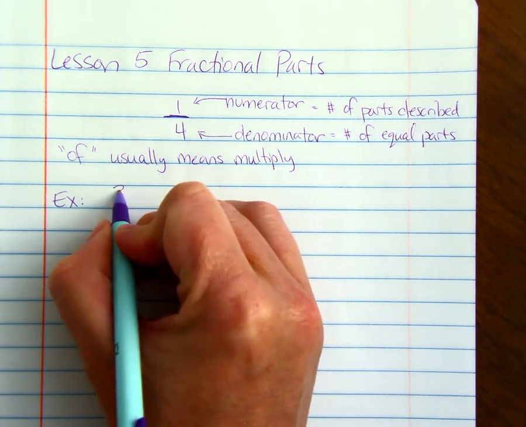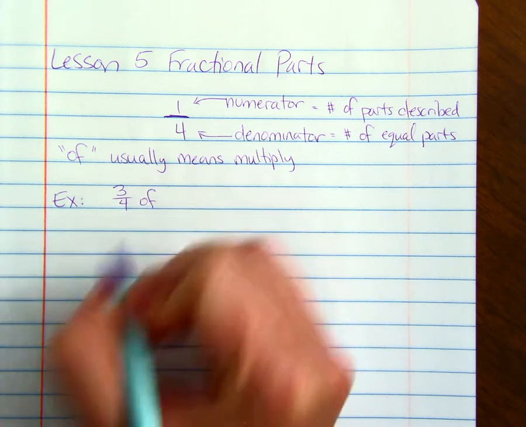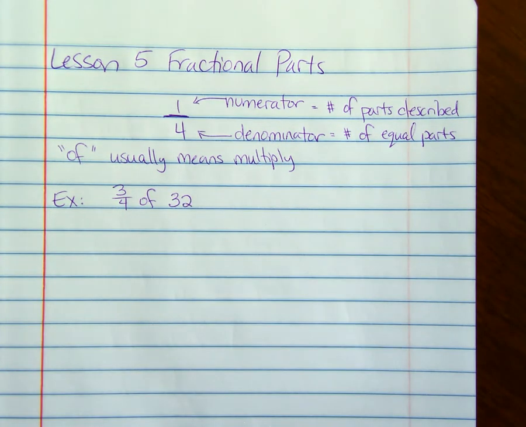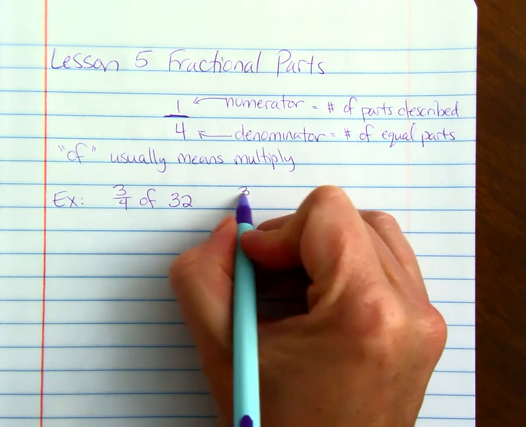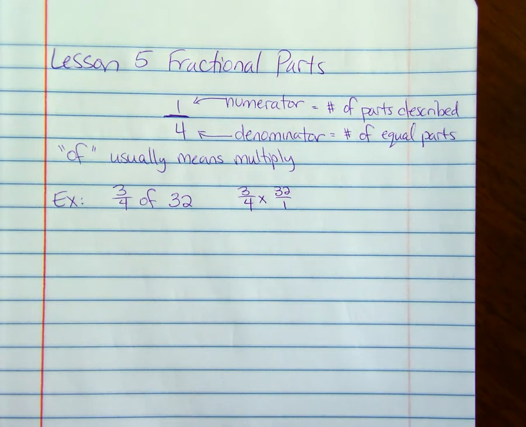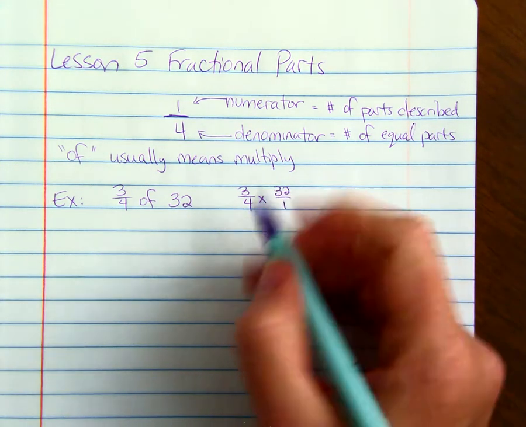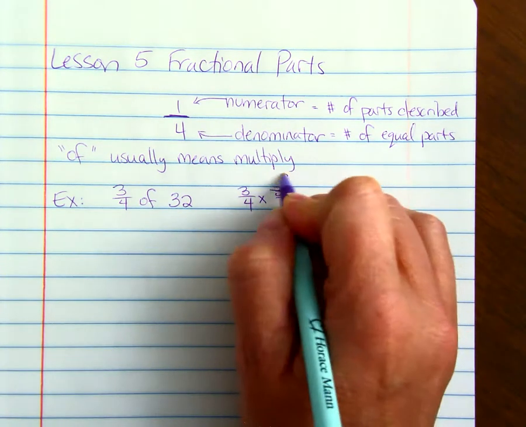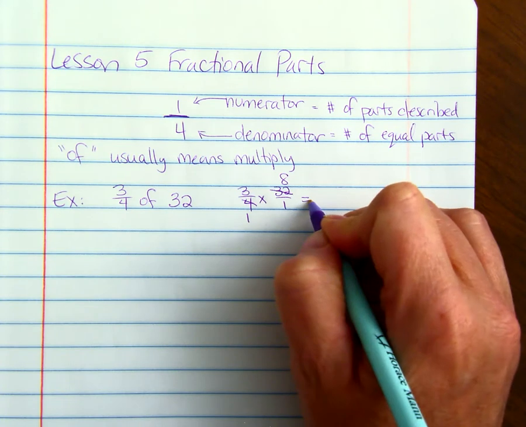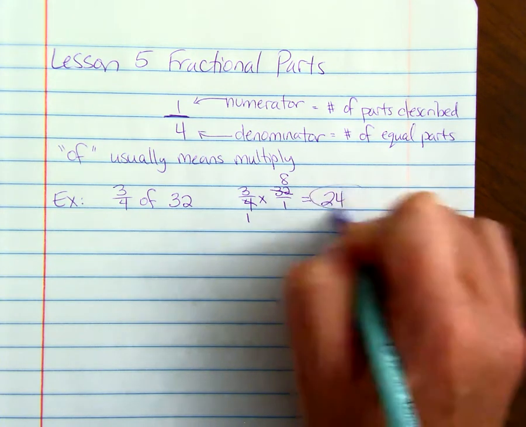If your problem said 3/4 of 32. In this case, "of" means multiply, so we would do 3/4 times, and we just write 32 over 1. We can cancel. We can divide 32 by 4 and get 8. We can divide 4 by 4 and get 1. So the answer is 3 times 8, or 24.